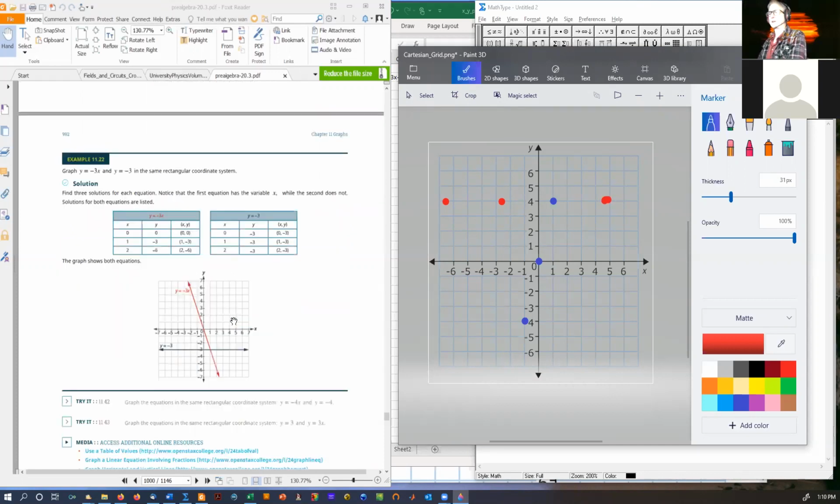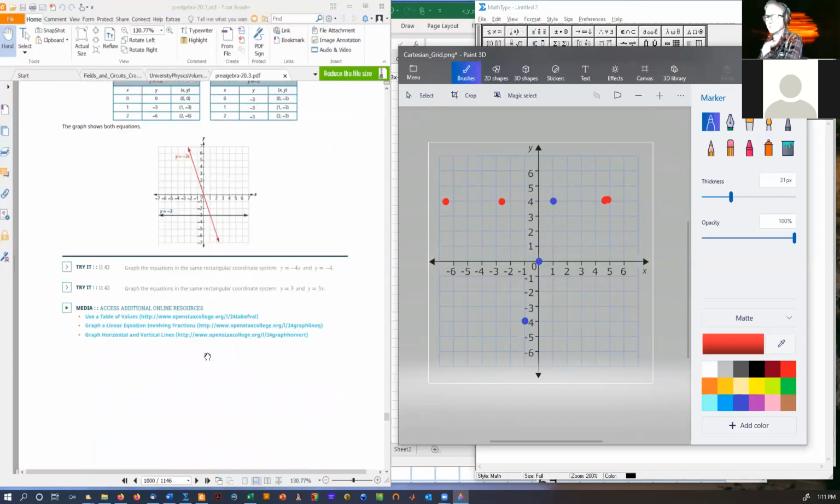So again, I'm not going to draw this and belabor this. In the book, here's the example where they draw y equals negative 3x and y equals negative 3 in the same coordinate system. So you can see that there's y equals negative 3x and there's y equals negative 3.